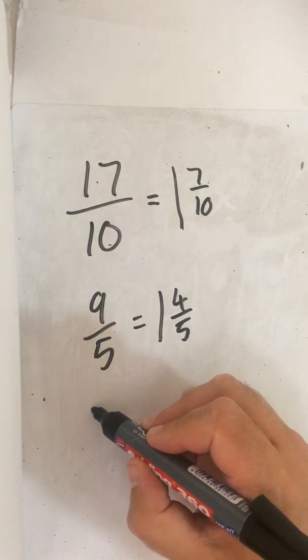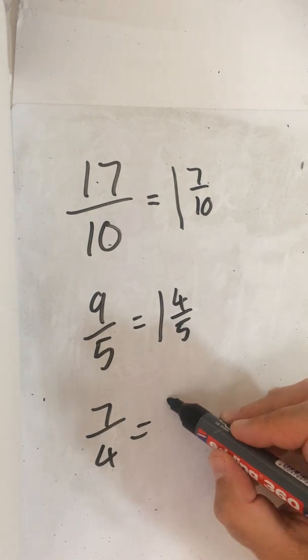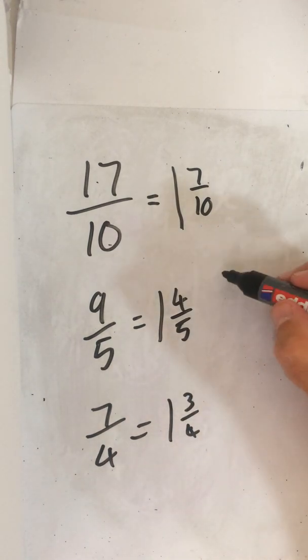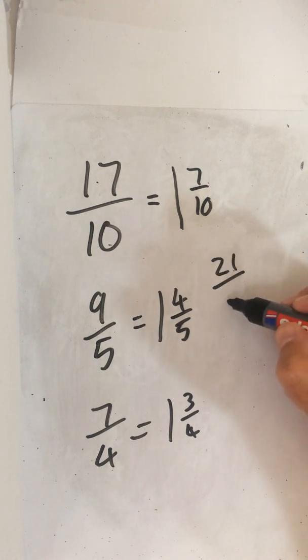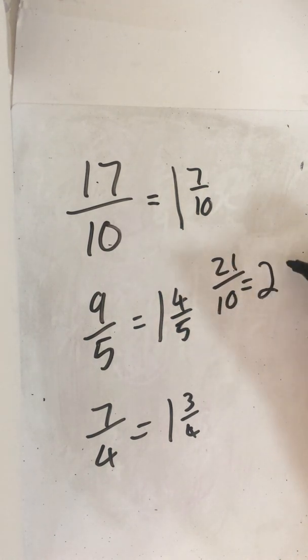Okay, you could have 7 quarters. How many 4s in 7? 1, remainder 3. You can have bigger numbers as well. You can have 21 tenths. Okay, how many tens in 21? 2, remainder 1, 2 and a tenth.